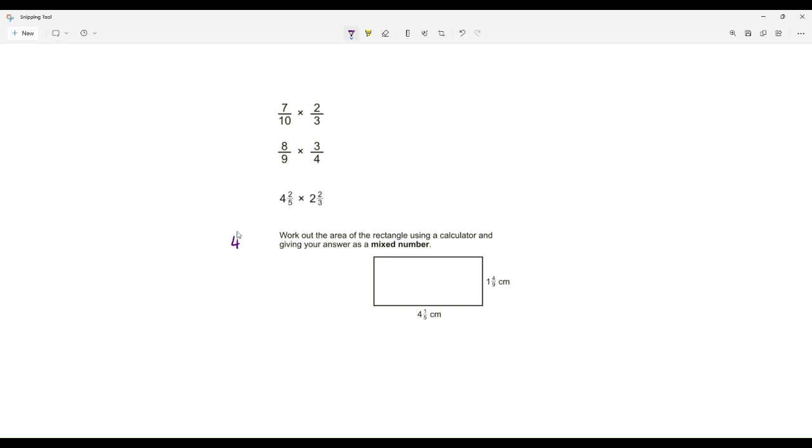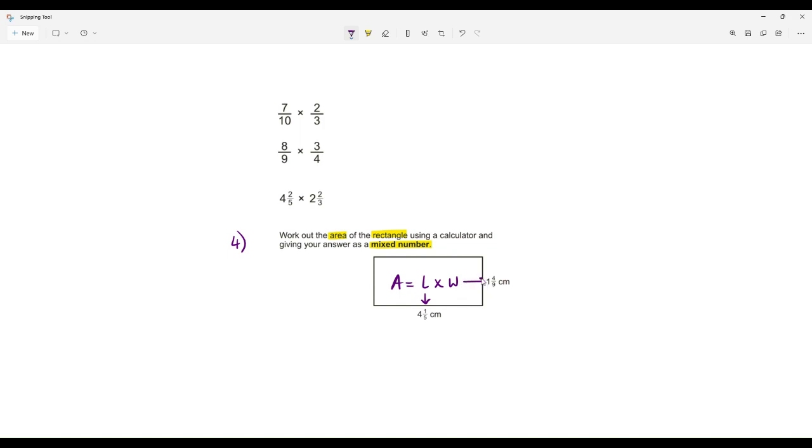Now we're going to have a go at question 4, which says work out the area of the rectangle using the calculator and giving your answer as a mixed number. Now I'm going to do it without using a calculator because I think it's possible for me and it's possible for you. I know that the area of a rectangle can be found by timesing the length and the width.